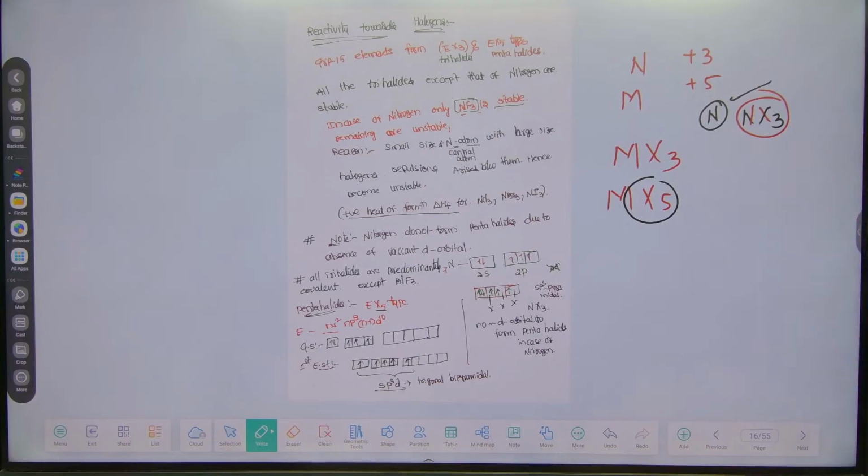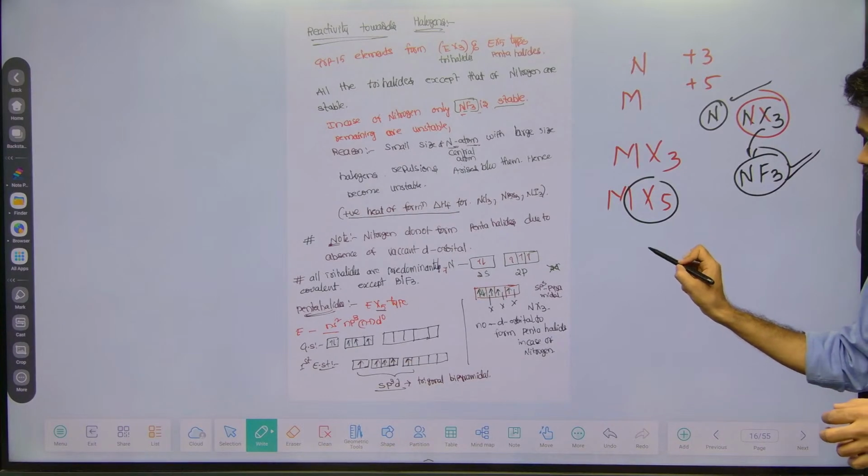What type of compounds? NX3. And out of that NX3, all halides are unstable except NF3. Which is stable here? Only NF3. All other halides of nitrogen are unstable. Which one is stable? NF3. Okay. Next, let us say phosphorus.